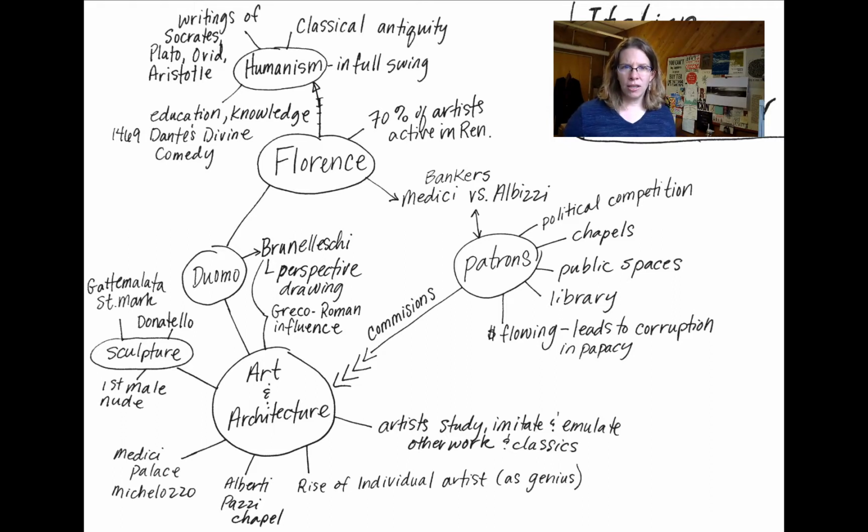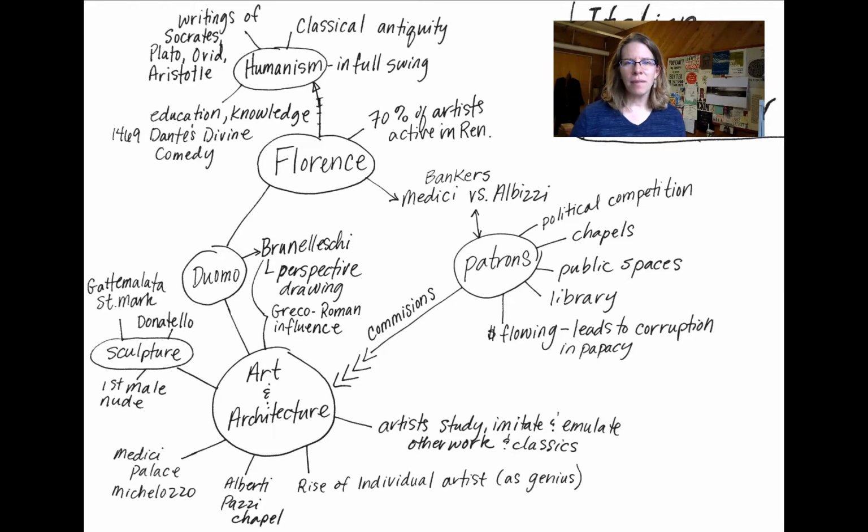We also continue to see the rise of humanism that brings about classical antiquities in full swing. The writings of Socrates, Plato, Aristotle are influencing artists at the time. We see also some monumental sculpture that we have not seen before. So Donatello is on the scene. He makes the Gattamelata, which is influenced from Rome, a great equestrian statue of Marcus Aurelius.